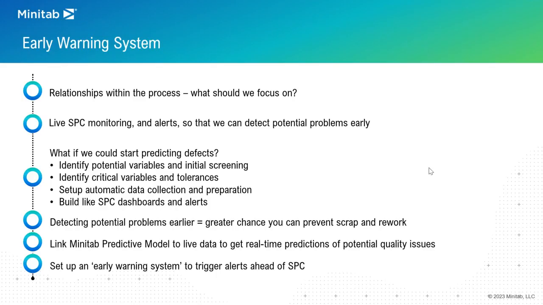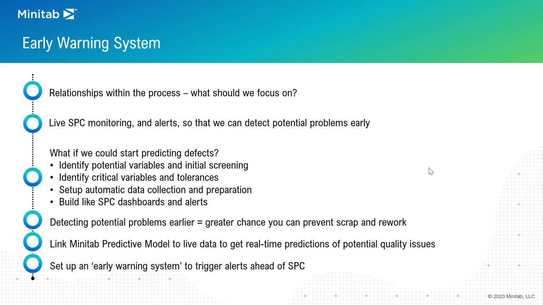So I want to be able to identify which of those relationships within the process we should focus on, and live SPC monitoring, setting up those alerts so we can detect those potential problems early. But what if we could start by predicting defects? We want to identify potential variables and do some initial screening. We also want to identify critical variables and their tolerances, set up automatic data collection so the data keeps coming into our system so we can start using that data to predict those defects, and then build SPC dashboards and configure them with alerts.